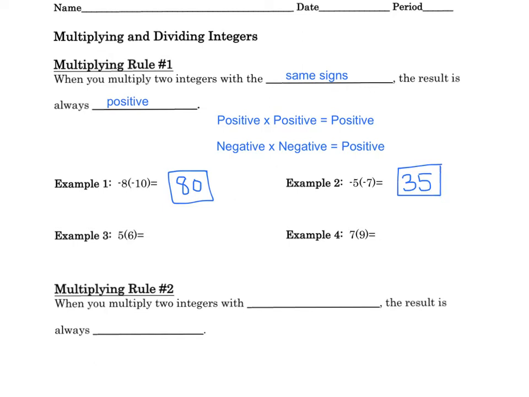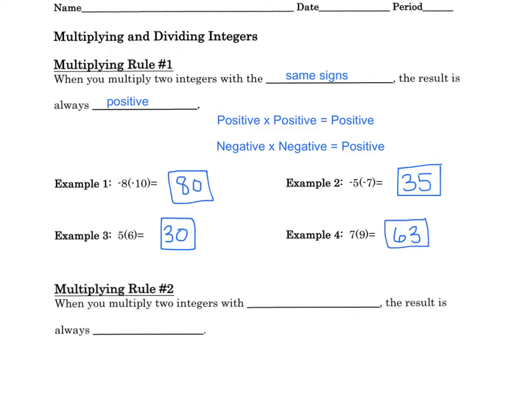Example 3. Well, in example 3, you have 5 times 6. Both are positive numbers, so 5 times 6 gives us a positive 30. And then in example 4, 7 times 9, again, both positive numbers, and 7 times 9 gives us 63.